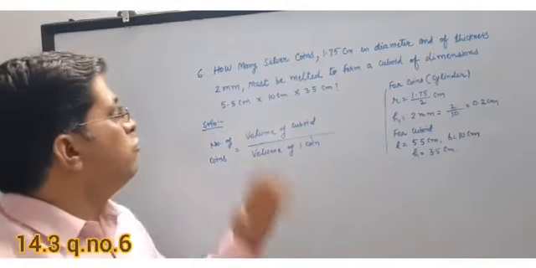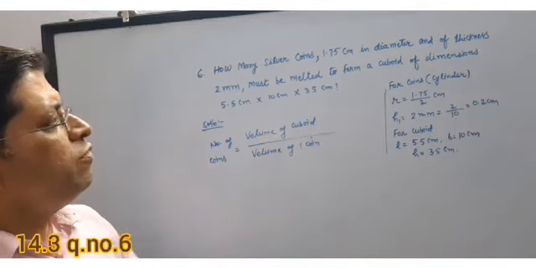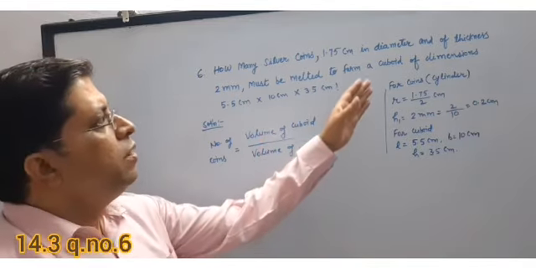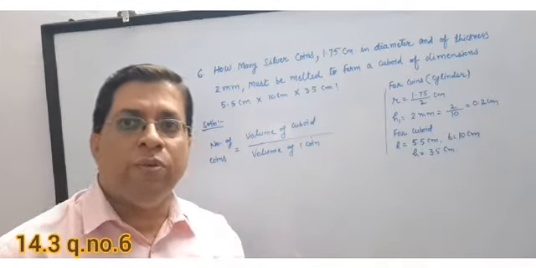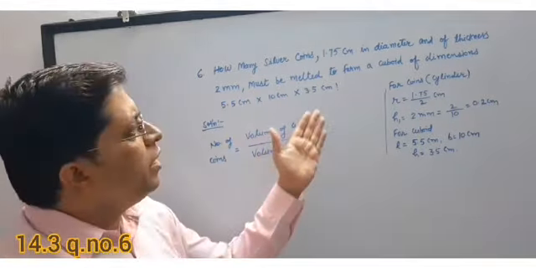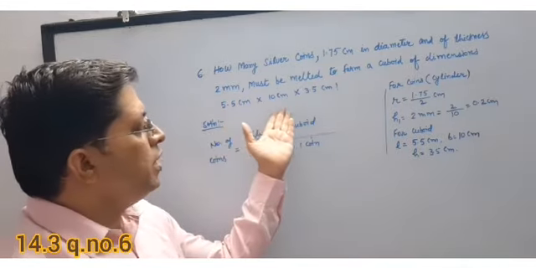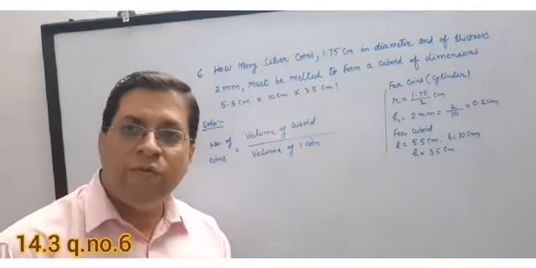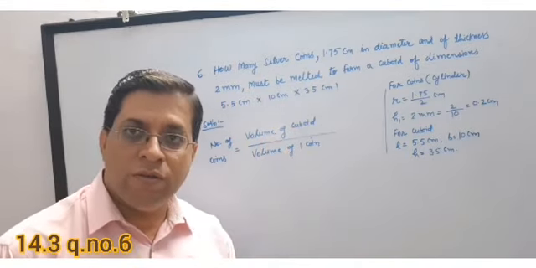Now the next question is: how many silver coins 1.75 centimeter in diameter and of thickness 2 millimeter must be melted to form a cuboid of dimensions 5.5 centimeter, 10 centimeter and 3.5 centimeter? What you have to find out is the number of coins.